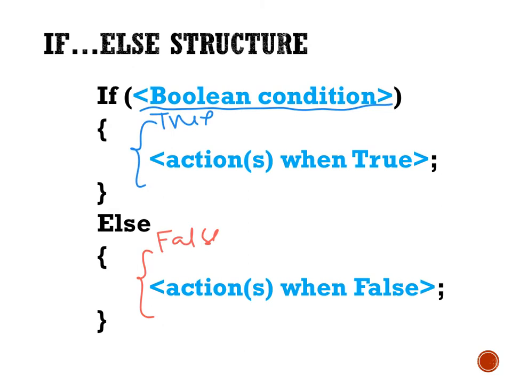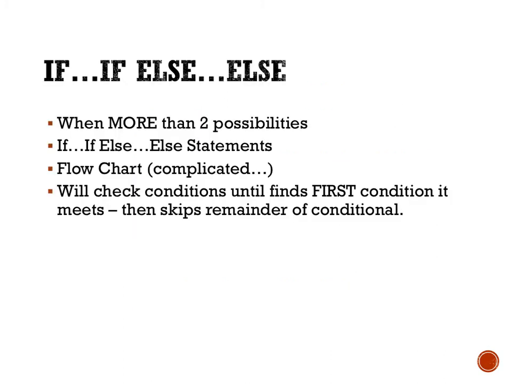So this allows you to run 2 different pieces of code based on a decision. So if you have 2 different pieces of code that you would like to run based on a decision, you want it to run this for true and this for false for a Boolean statement, an if-else conditional is a great concept to be used.